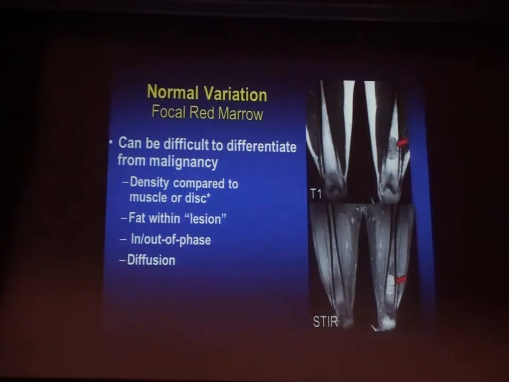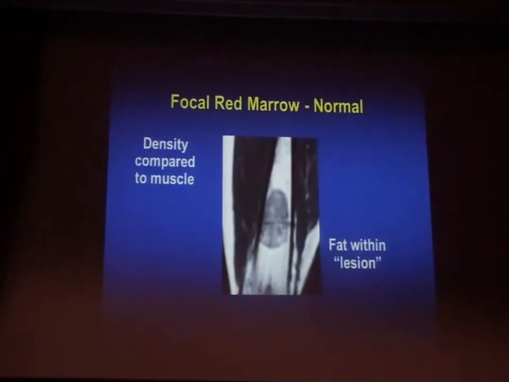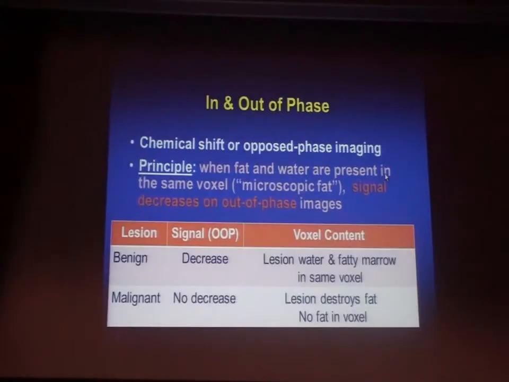We're going to look at the density compared to muscle or disc. We're going to look for fat within the lesion, and we're going to use in and out of phase imaging, and in certain circumstances we might even use diffusion imaging. But here's what we're talking about. We're going to look at the density of this deposit in the marrow and see that it's hyperintense compared to normal muscle on T1 weighted images. And we can also see little islands of fat within the lesion. So those are clues that we're looking at normal focal red marrow.